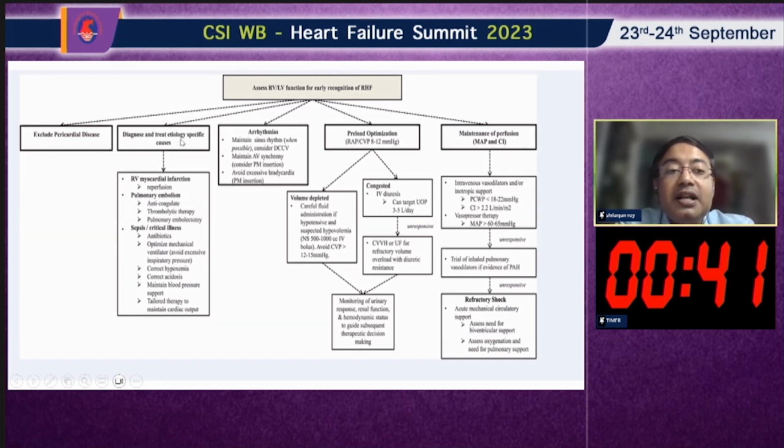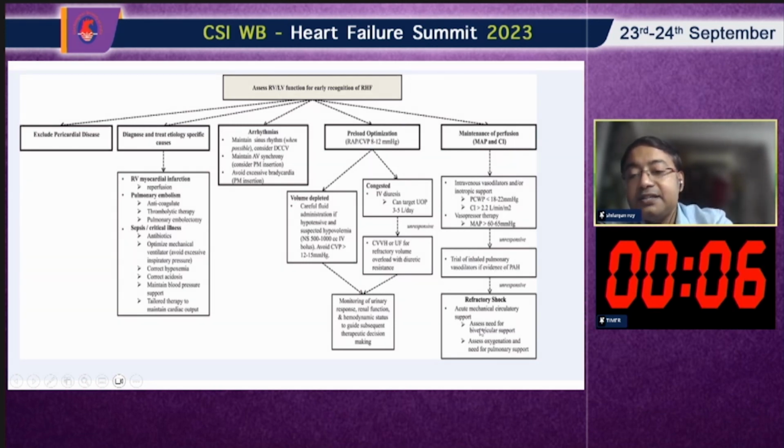So, in a nutshell, diagnose and treat the etiology-specific causes, like pulmonary embolism and sepsis; all these underlying causes have to be corrected. Correction of the arrhythmia, which I have already discussed. We have to try to maintain the AV synchrony and maintain sinus rhythm. Preload optimization: if congested, diuretics; if volume depleted, careful fluid administration guided by CVP monitoring. Maintenance of perfusion is based on mean arterial pressure and cardiac index. We have to monitor this, use vasopressor therapy as and when required, and trial inhaled pulmonary vasodilators in cases of PH. In refractory shock, we have to use the mechanical circulatory devices, particularly the RVAD devices in advanced cases.